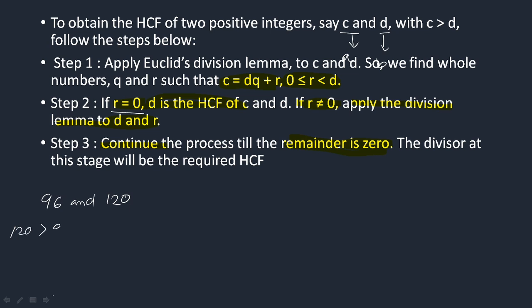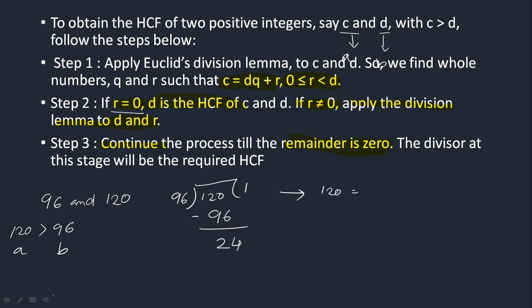So we will be considering an example, 96 and 120. So 120 is a and 96 is b. 120 divided by 96, we have the quotient 1. So 96 into 1 is 96. 120 minus 96 is 24. So in this step we can write 120 is equal to 96 into 1 plus 24. The r is 24 here. That is not equal to 0, so we will be applying the division lemma again.